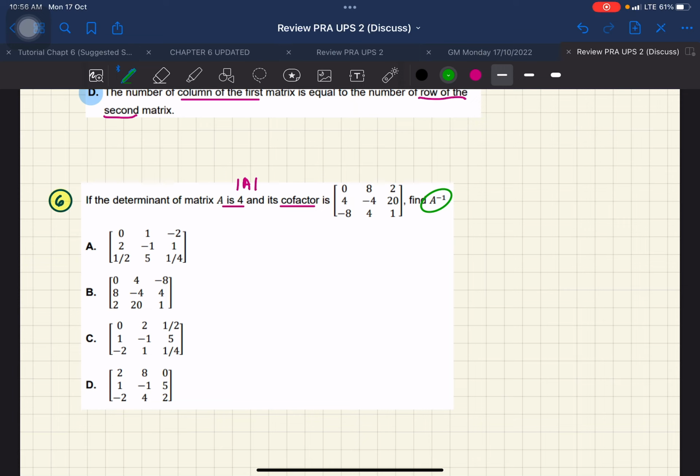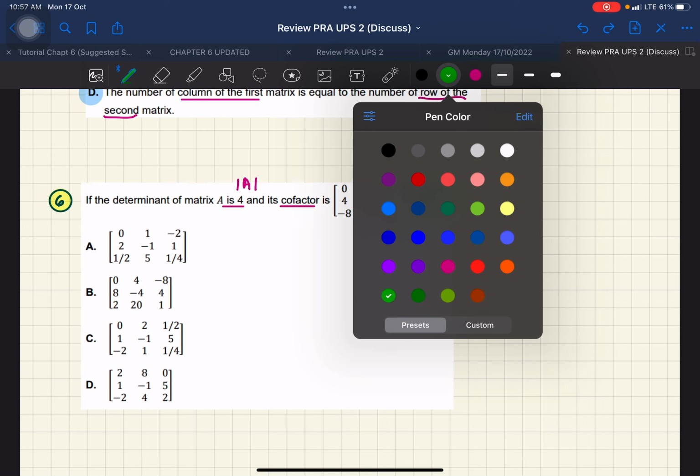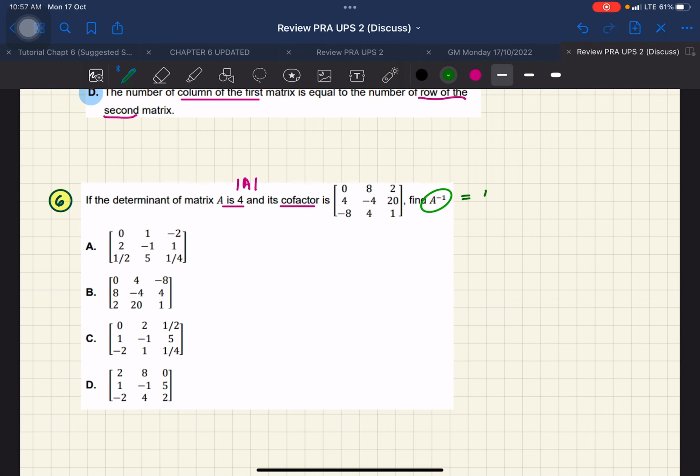Okay, so what is the method of finding A inverse in this question? Okay, so apa method yang sesuai untuk awak gunakan for finding the inverse matrix in this question is actually by using the adjoint method. Adjoint matrix punya method, yes. Okay, sebab dia bagi kita cofactor. Okay, so the formula for A inverse is equals to 1 over determinant multiply with adjoint of A.